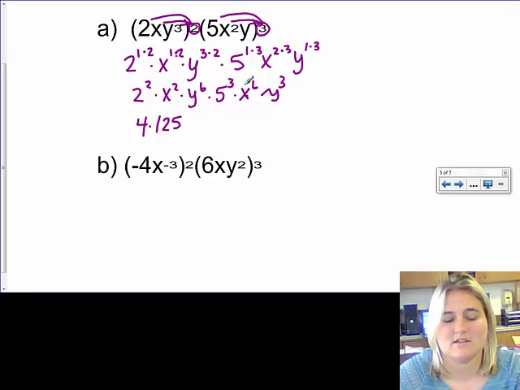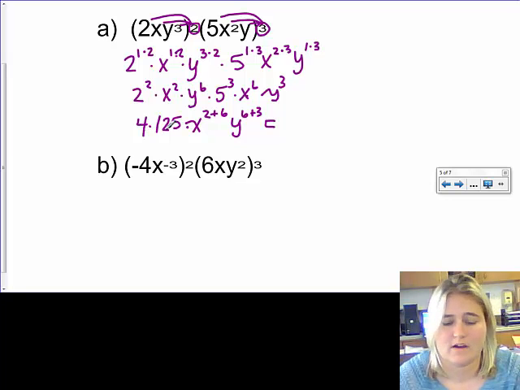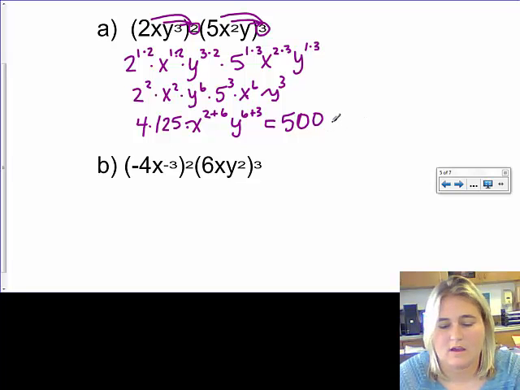Then I have x to the second and x to the sixth. When I multiply by the same base, I add the exponents. So I'm adding 2 and 6. I have y to the sixth, and I'm going to add that third. So 4 times 125, that's going to give me 500. And then I have x, 2 plus 6 gives me 8, and y, 6 plus 3 gives me 9.